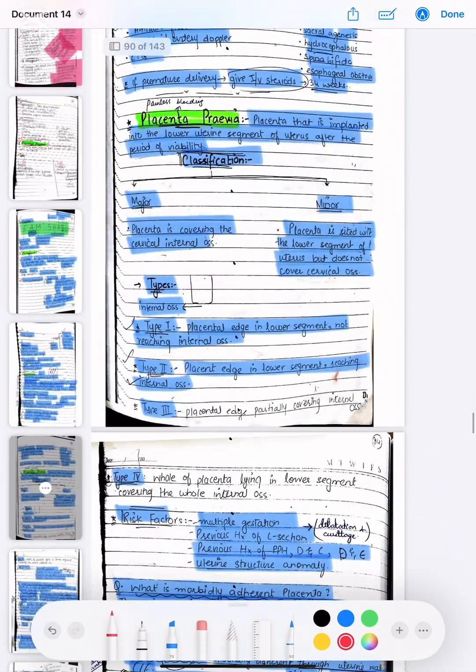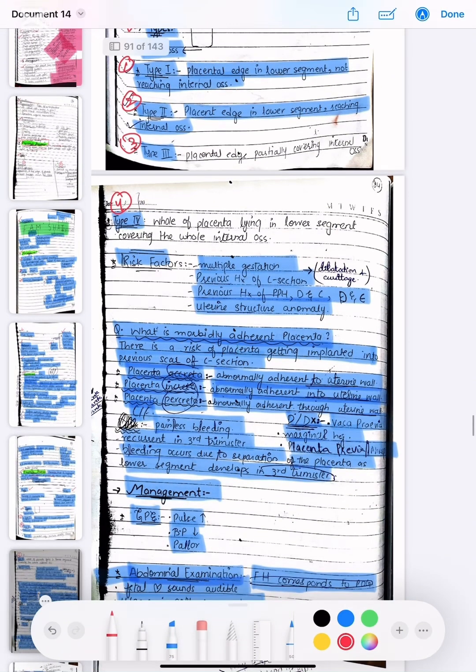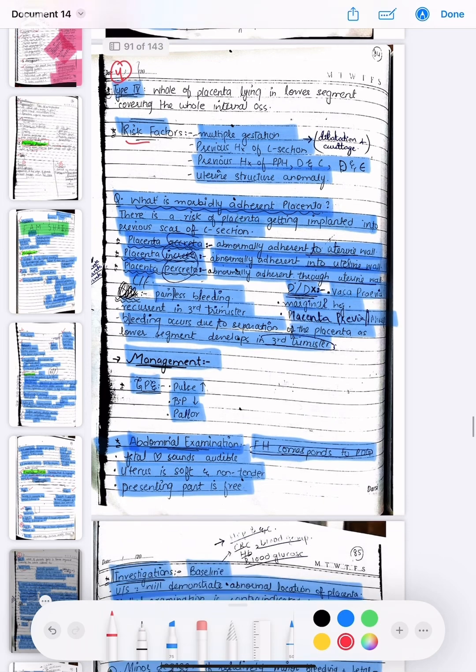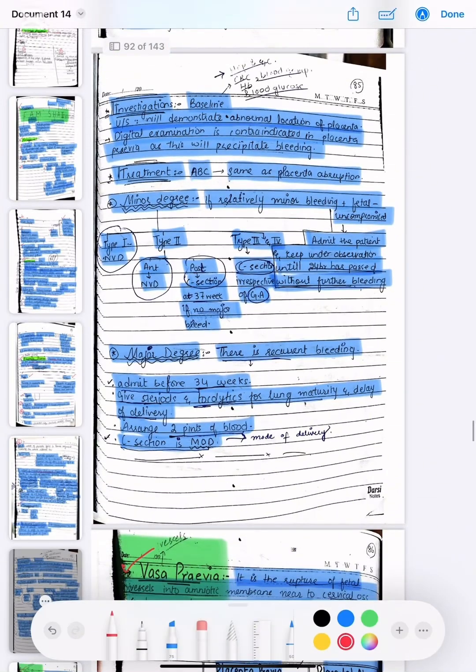Now placenta previa: it is the placenta that is implanted into the lower uterine segment of the uterus after the period of viability, and this is the classification, the major classification and the minor classification. We have four types: type 1, type 2, type 3 and type 4. These types are very important to memorize. Then we discussed the risk factors, what a morbidly adherent placenta is, the management options, the abdominal examinations, investigations, and the treatment for minor degree and major degree.